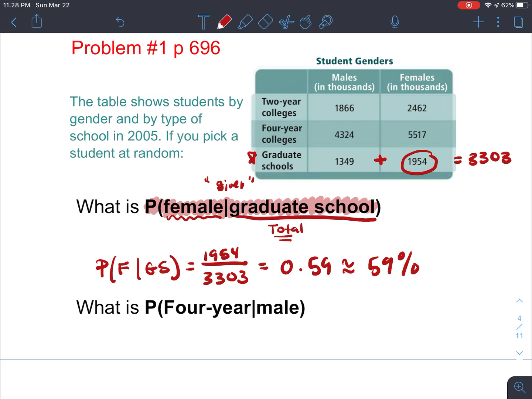What is the probability that you choose a student in a 4-year program, given that the student is male? When you're done, unpause the video and we can do it together. Okay. So again, this is my total. This is going to be my denominator. So we want to find the total number of males, which is represented by this column here. So if we add 1866 plus 4,324 plus 1349, we get 7,539. That's going to be my denominator.